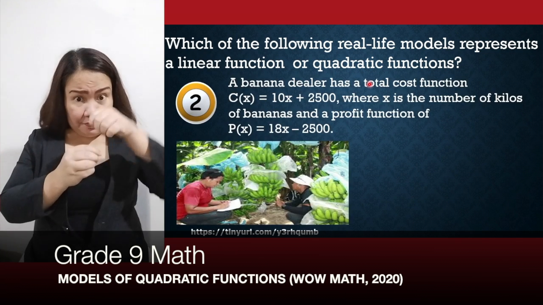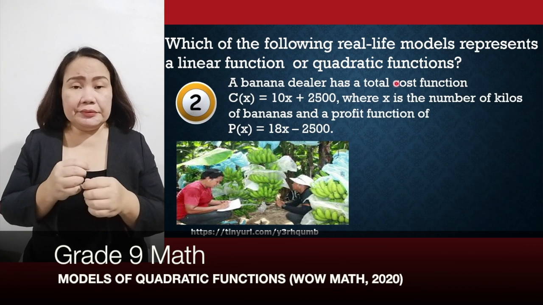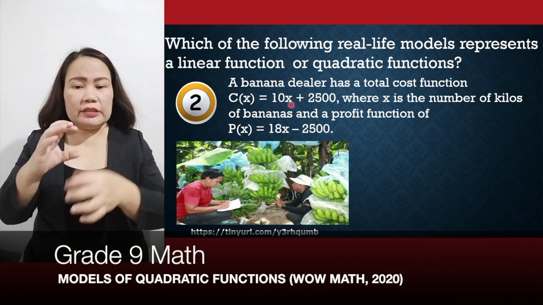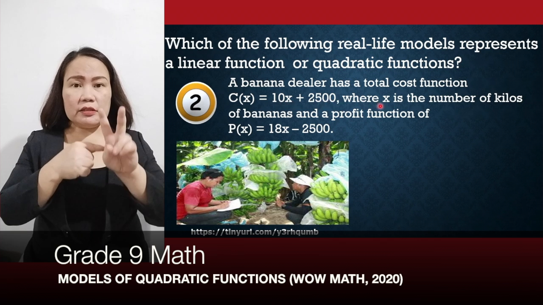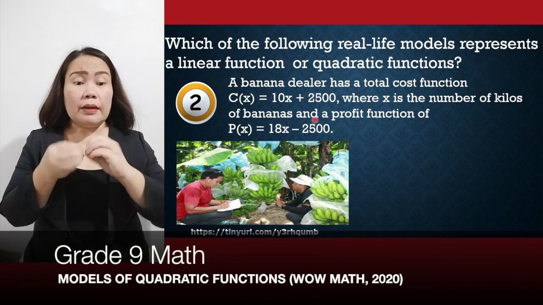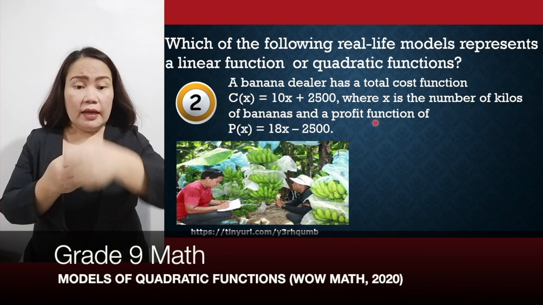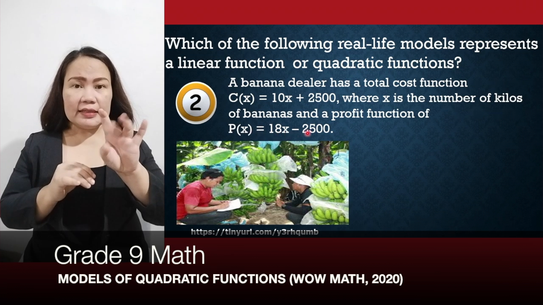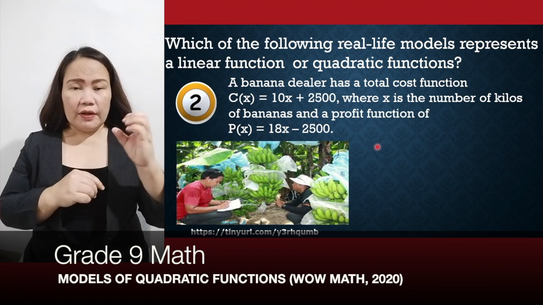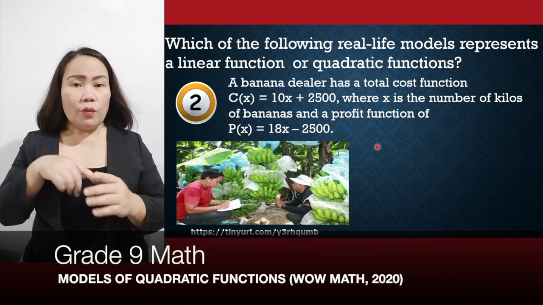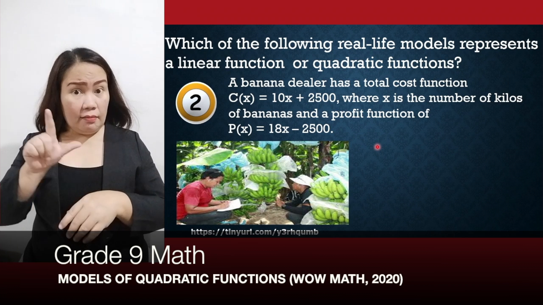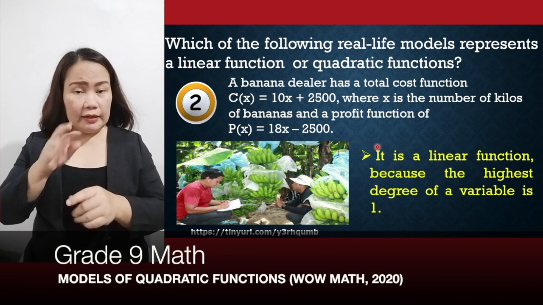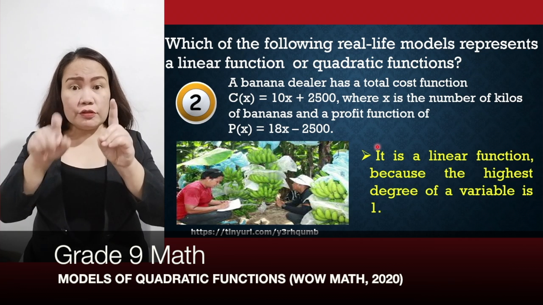A banana dealer has a total cost function. So, nirepresent ko yung cost function as C of X, is equal to 10x plus 2,500, where X is the number of kilos of bananas, and the profit function. So, yung profit function ko, nirepresent ko siya as P of X, is equal to 18x minus 2,500. So, what kind of real life model is this? A linear function or a quadratic function? Alright, this is a linear function because the highest degree of a variable is 1.